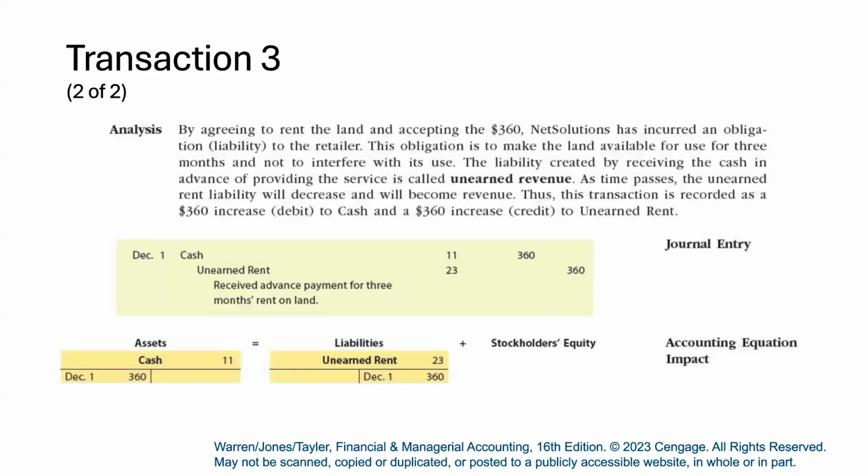So what's happening? We're receiving cash. Cash goes up. That's a debit. And because they're paying us in advance for rent we're going to provide to them in the future, we're going to record that as unearned rent, which is a liability. Anytime someone pays you in advance, it's called unearned, whatever. Sometimes they'll call it unearned revenue. So there's our journal entry. And then they post it to this T account by debiting cash and crediting liabilities.